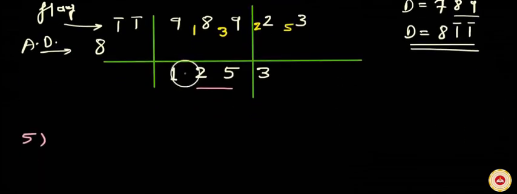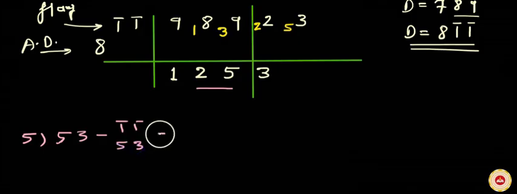Yes. So step number 5. Gross dividend 53 minus the cross product of the two flag digits and the last two quotient digits, that means 5 and 3, which is equal to 53 minus 3 multiplied by minus 1, minus 3, 5 multiplied by minus 1, minus 5. Minus 5 minus 3, that is minus 8. 53 minus minus 8, that means 53 plus 8, which is equal to 61.